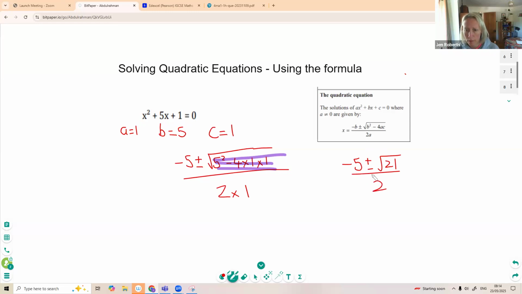You might be wondering what this plus or minus bit is all about. Well, we've seen from factorising that quadratic equations can have up to 2 solutions. So one solution is with the plus. I write it out separately at this point and then work it out. And the other solution is with the minus.